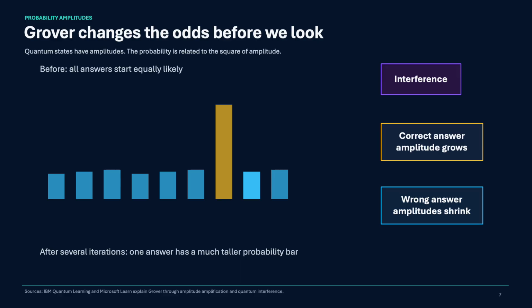This is a real quantum advantage. Grover does not magically reveal the answer. Instead, Grover engineers the probability landscape so that when Maya finally looks, she is much more likely to see the correct door.